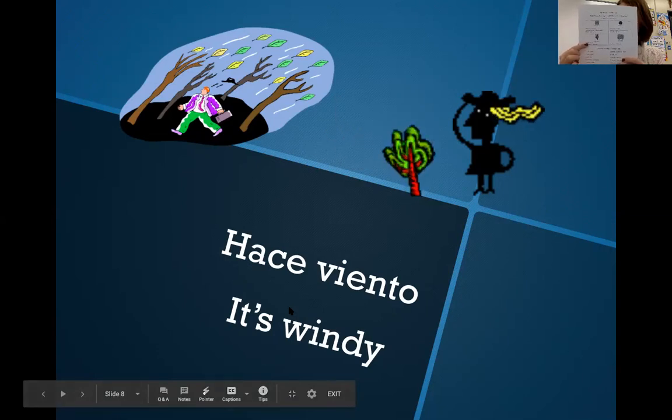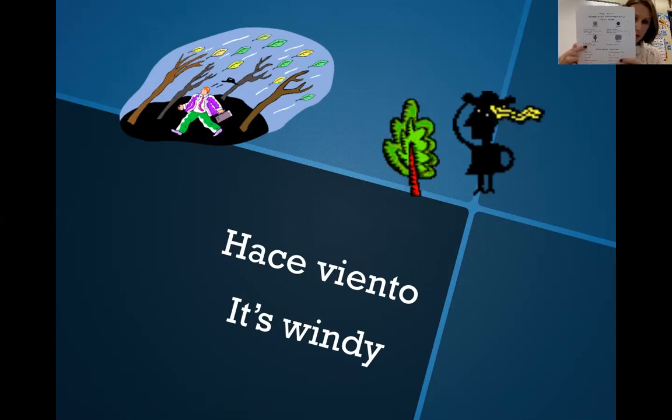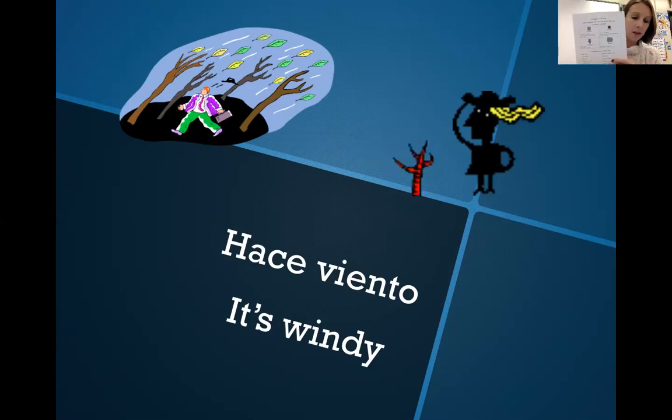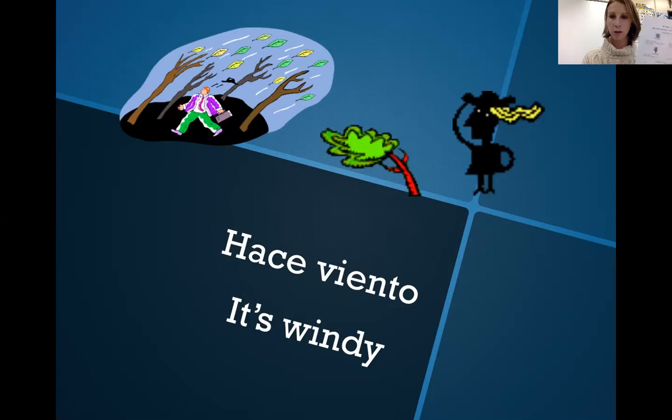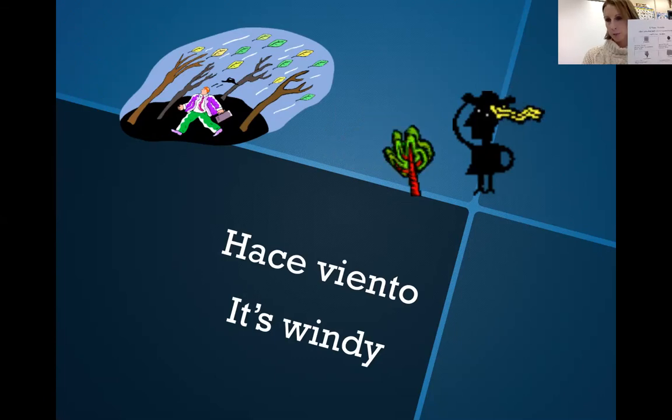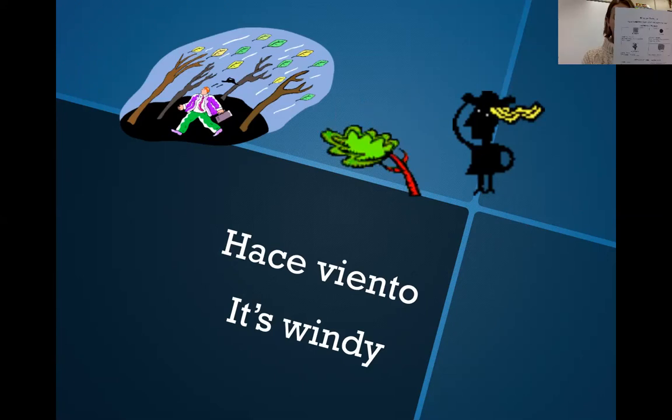And then underneath where it says hace viento, I want you to write this word, H-A-Y. It looks like hay in English, but it means it's windy too. You can say hace viento or hay viento. Repiten otra vez. Hay viento. Muy bien.